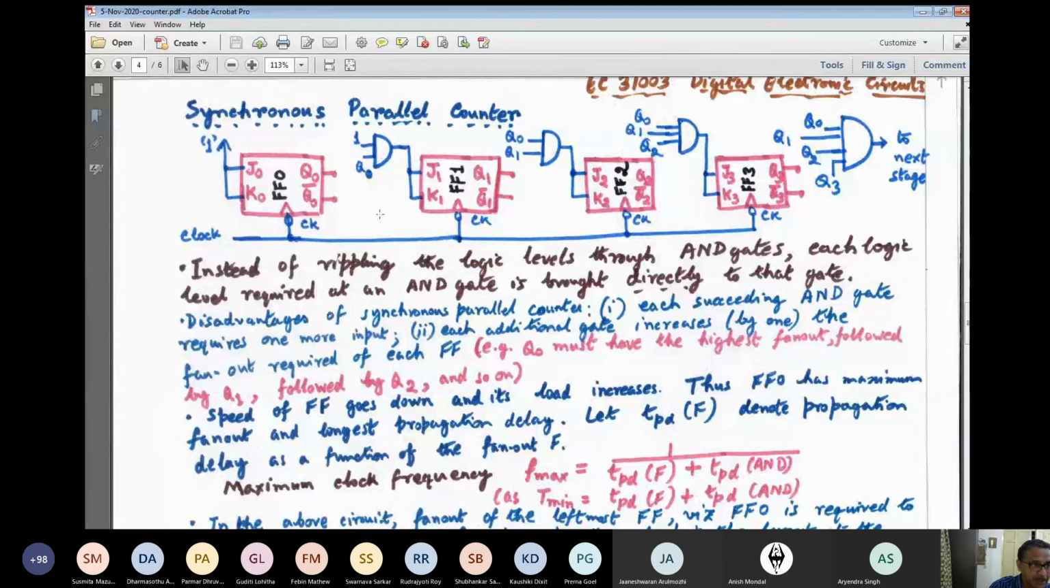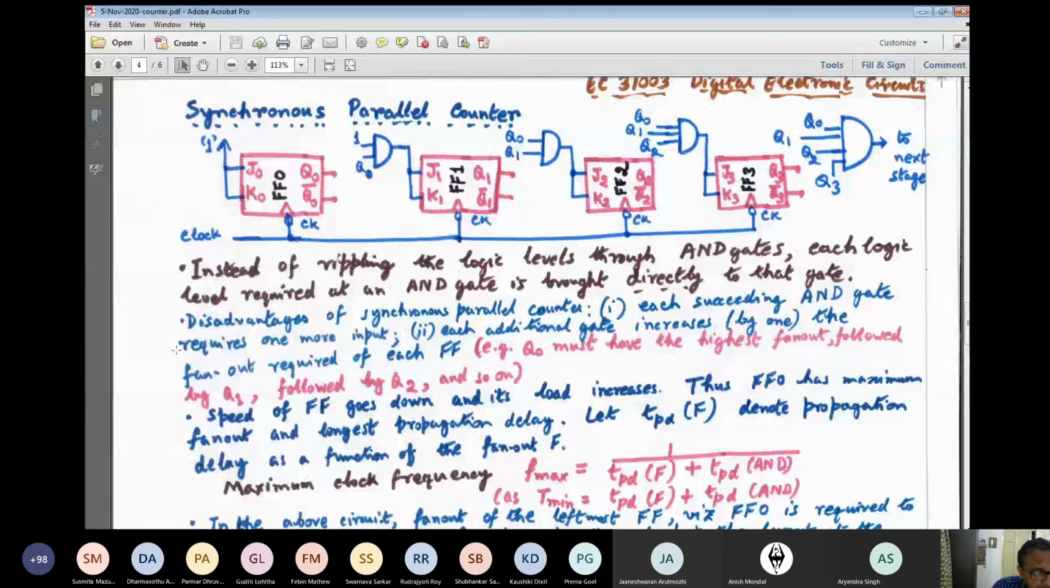So imagine the totem pole output. The output point is driven to this AND gate, this AND gate, this AND gate, and so on. So that means the fan-out requirement on the leftmost flip-flop is the maximum, whereas the fan-out requirement of this immediate right neighbor is 1 less. That of FF2 will be 1 less. If this is 4, then the fan-out requirement will be 3. This will be 2, and so on.